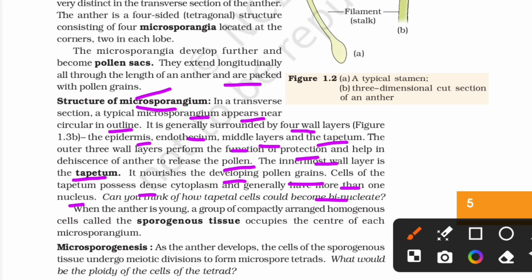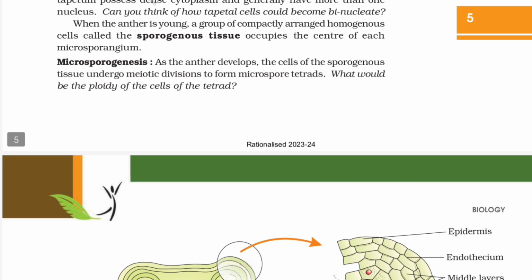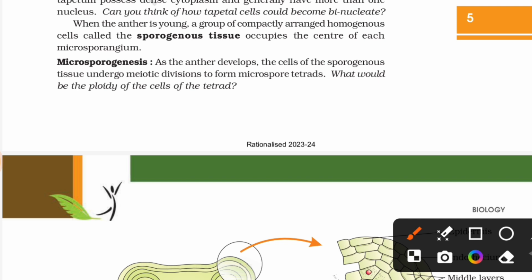When the anther is young, a group of compactly arranged homogeneous cells called sporogenous tissue occupies the center of each microsporangium. Microsporogenesis. As the anther develops, the cells of the sporogenous tissue undergo meiotic division to form microspore tetrads. What would be the ploidy of the cells of the tetrad?